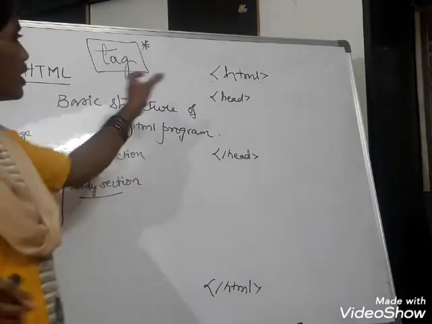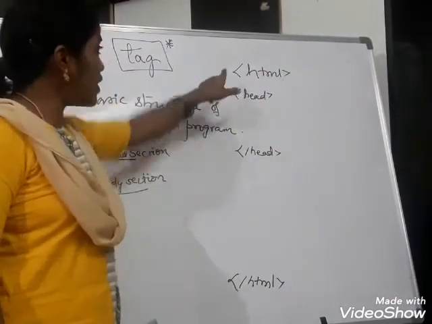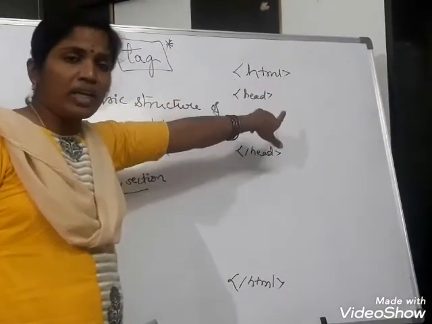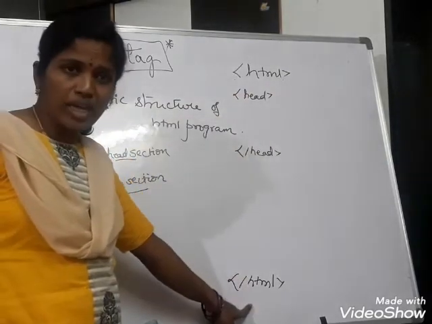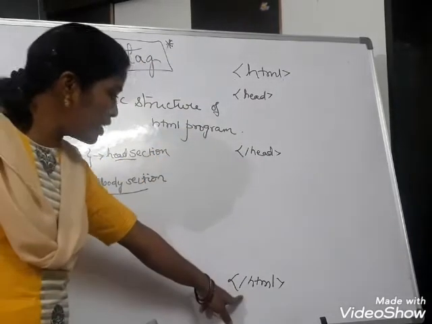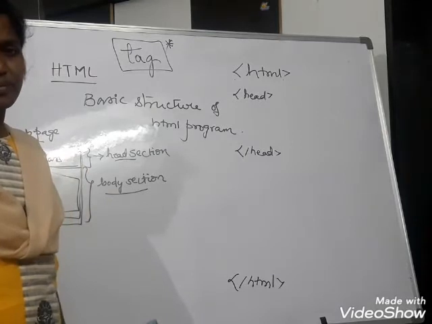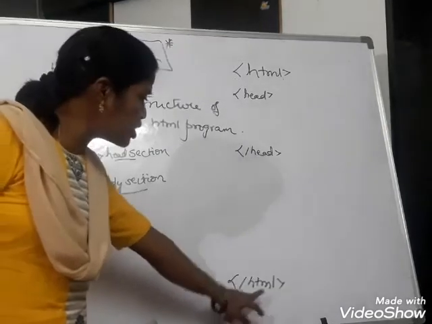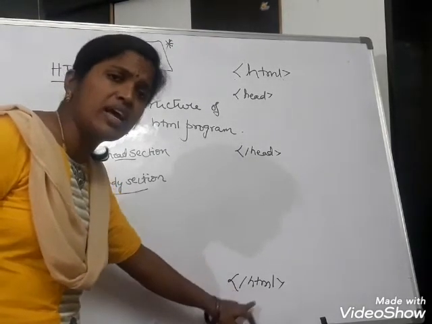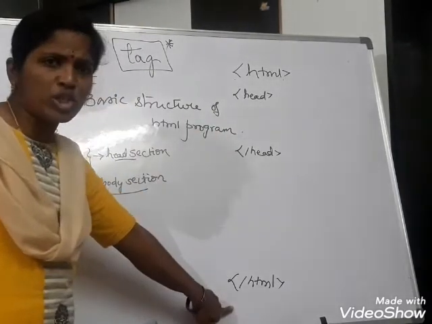Your tag is enclosed in less than and greater than symbols. And for every opening tag, there will be a closing tag. The closing tag will be similar to your opening tag, only the thing is, it is preceded with a slash. Right? Using the slash, we indicate that this is a closing tag. So I have opened and closed my HTML.